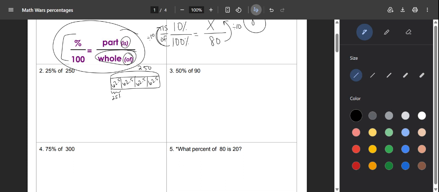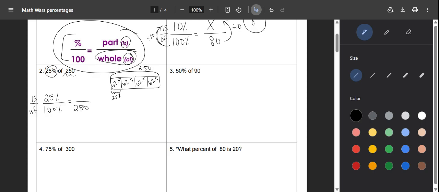But if you'd prefer to use a proportion, we can do that too. Let's start off by writing our percent. 25% is always out of 100 because all percents are out of 100. This is a part to whole relationship, is over of. Of 250 means the whole amount is 250.